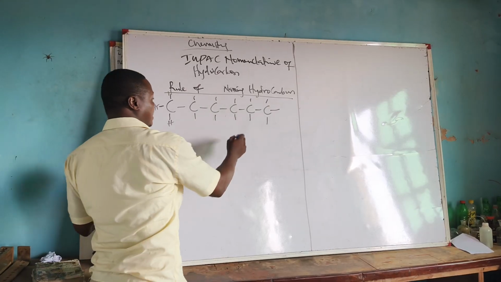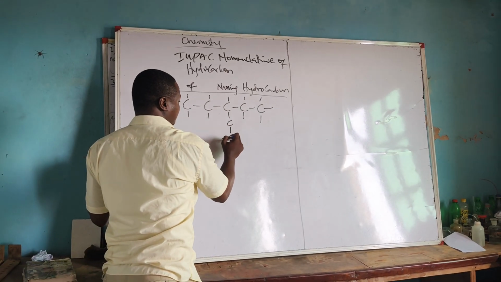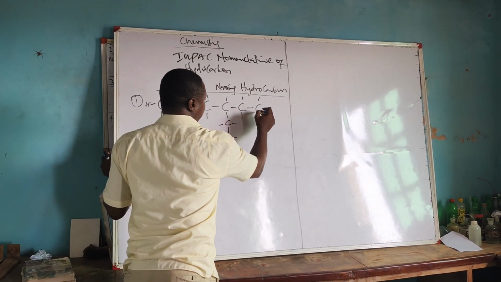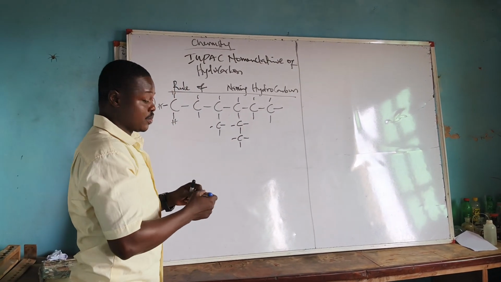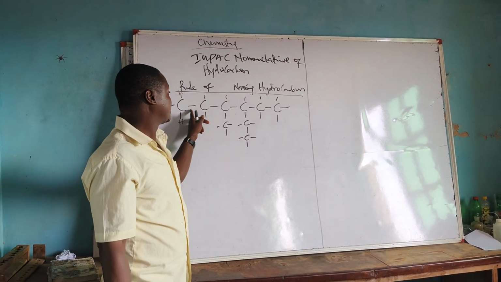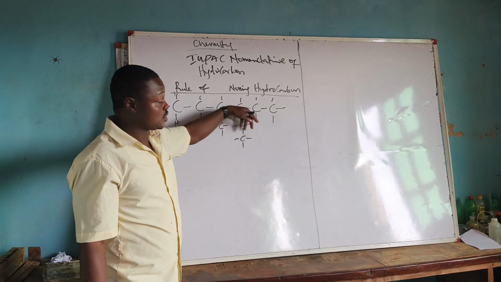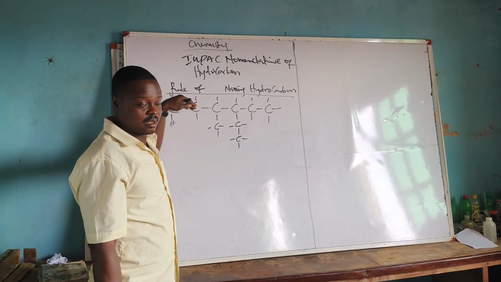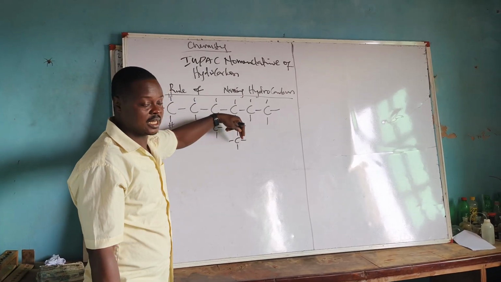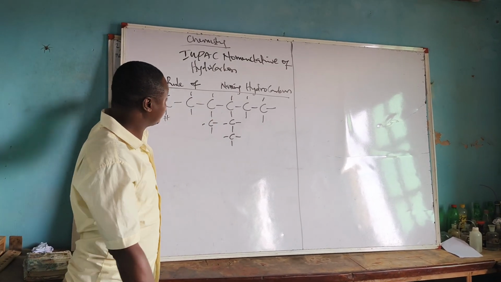But if it becomes branched, say we have something like this: 1, 2, 3, then we have another branch here: 1, 2, 3. We will now have issues knowing which of them is the longest chain. So it's simple. Since the carbons are linked to each other like a chain, you have to follow through each chain and each linkage and see the one that is the longest.